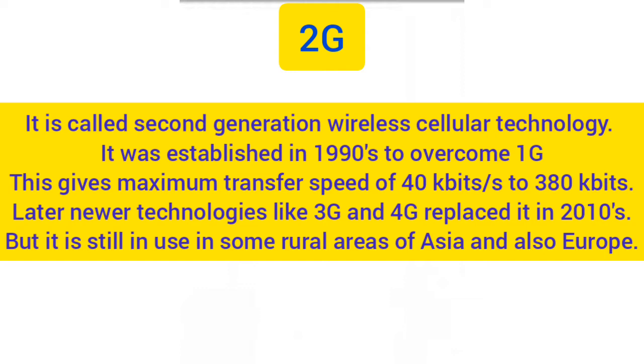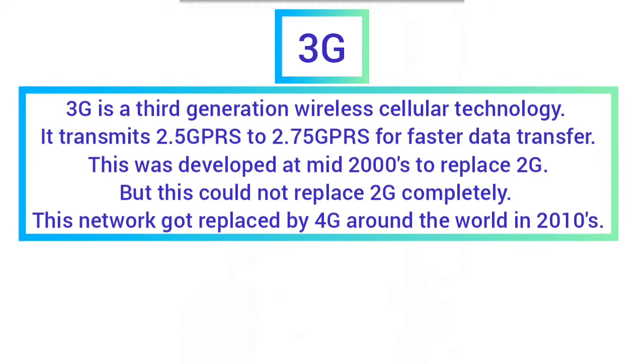2G gave a transfer speed of 40 kilobits to 380 kilobits, which was big in those days. But yeah, this also had some drawbacks. So this also had to be replaced by the next technology, 3G. But 2G is still in use in some rural areas of Asia and also Europe. As the world moved on, we needed a network which could transfer more bits. So here we discovered 3G.